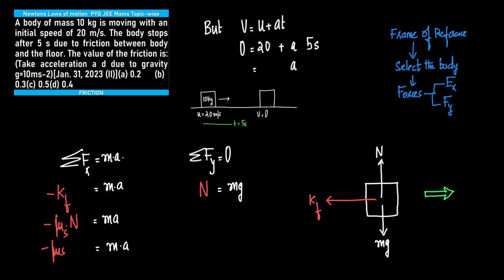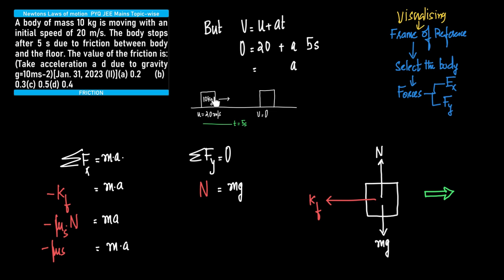A body of mass 10 kg is moving with an initial speed of 20 meters per second. The body stops after 5 seconds due to the friction between the body and the floor. Find the value of the friction. So as usual, let us try to understand what should be the flow chart here. Ideally we should start with visualizing the given data, and then choosing the frame of reference.